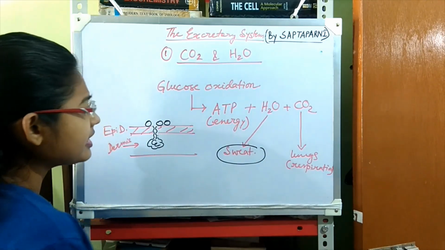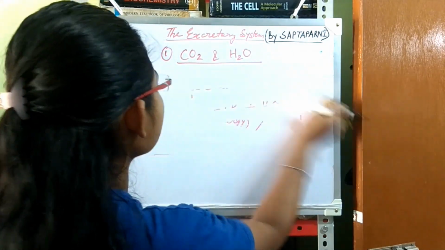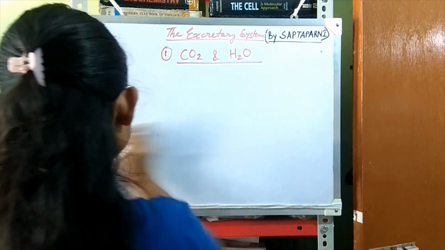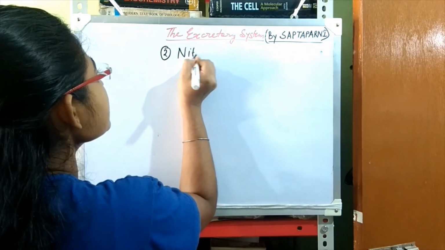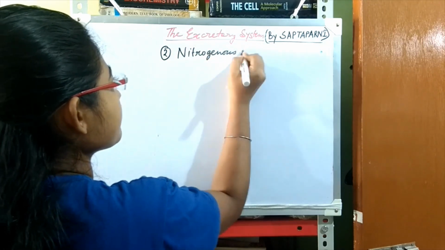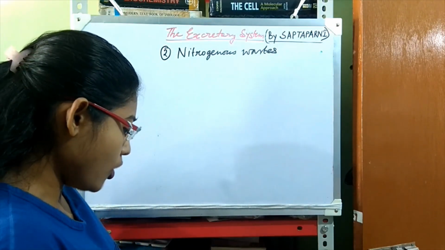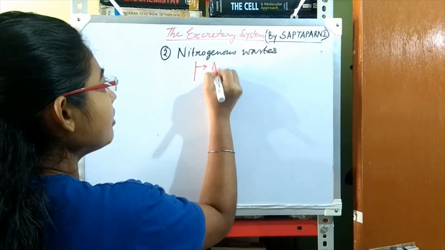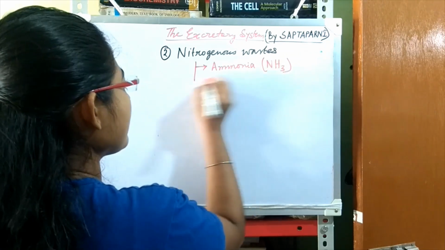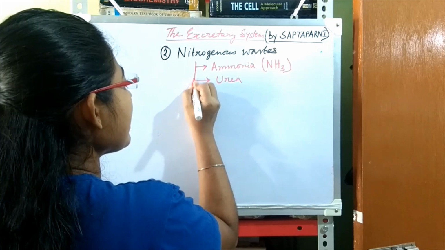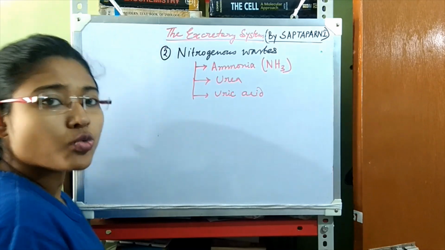Remember that. Now, coming to the second product which can be eliminated from our body, the nitrogenous wastes. There are three main nitrogenous wastes in our body. Those are ammonia or NH3, urea and uric acid. Okay. See, ammonia is water soluble.